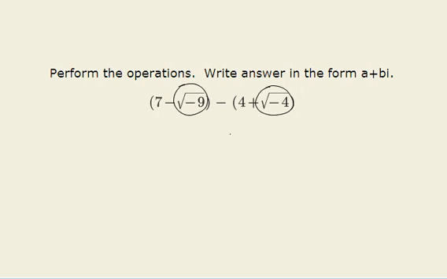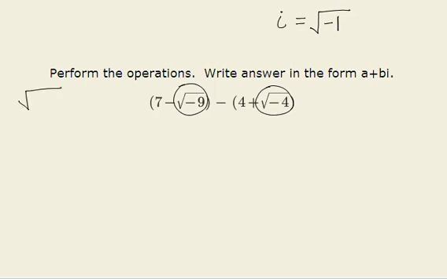So in order to address this problem, we're going to use our handy dandy friend, the letter i, whose value is the square root of negative 1. So I'll walk you through each negative radical here and show you how the letter i will give us a problem we can actually solve.